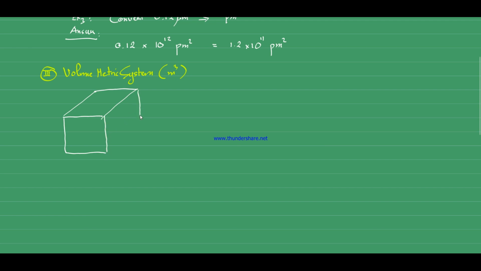It's not a perfect cube, but that's okay. Okay, so I have a cube. The volume is actually the space inside the cube. Now inside the cube over here, I'm going to put 4 subcubes.